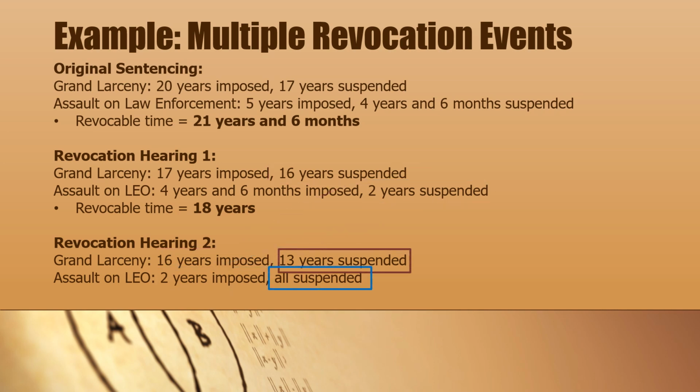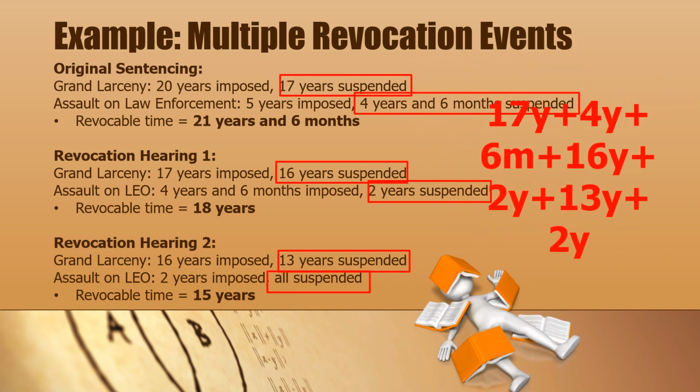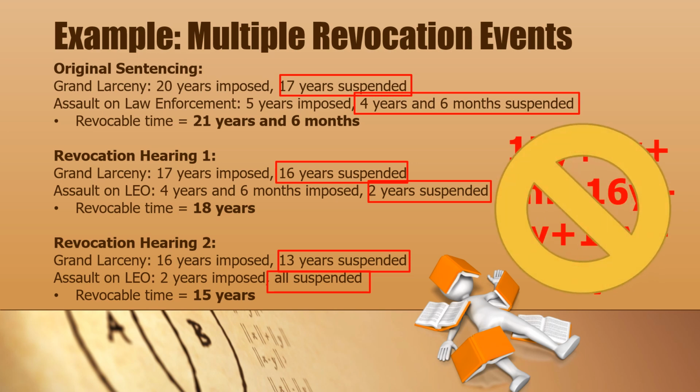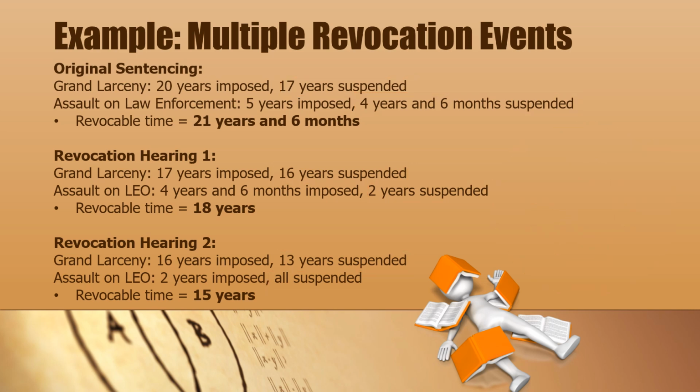And the judge imposed the 16 years for the grand larceny with 13 years suspended, and then the 2 years imposed with all resuspended for the assault, resulting in a new revocable time of 15 years. Just to emphasize, when you are calculating the revocable time, you are not adding up the total suspended time for each sentencing and revocation. The revocable time resets after each revocation hearing, so you do not include the suspended time for each revocation event. The revocable time is the amount of suspended time after the most recent revocation hearing.